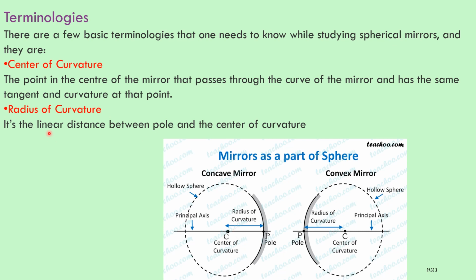The next one, radius of curvature. It is the linear distance between the pole and center of curvature. Radius of curvature is nothing but the radius of the circle. It is the distance between the center of curvature and the pole.